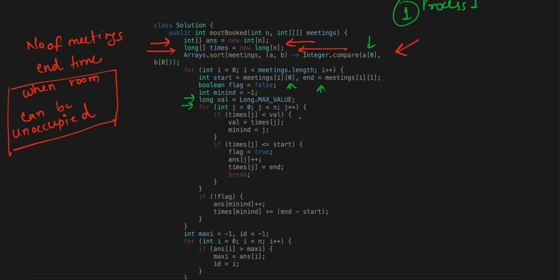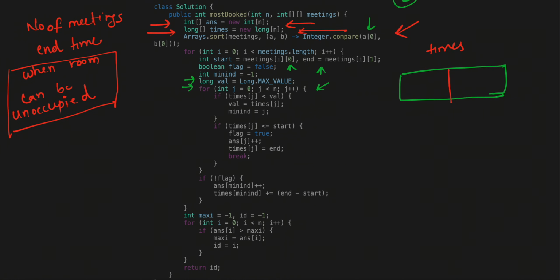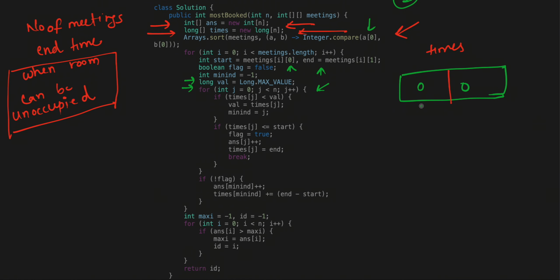Now I start iterating over j. What is j denoting? j will go till n. It will be iterating over my times array. What does the times array denote? The rooms. If I go to the above example, initially it will be storing 0, and the first meeting was 0 to 10. So I got the 0, which is less than 10, so I can start my first meeting here. So 10 will get updated here. For the next iteration I will be getting the next meeting, which was 1,5. So 5 will get updated here.